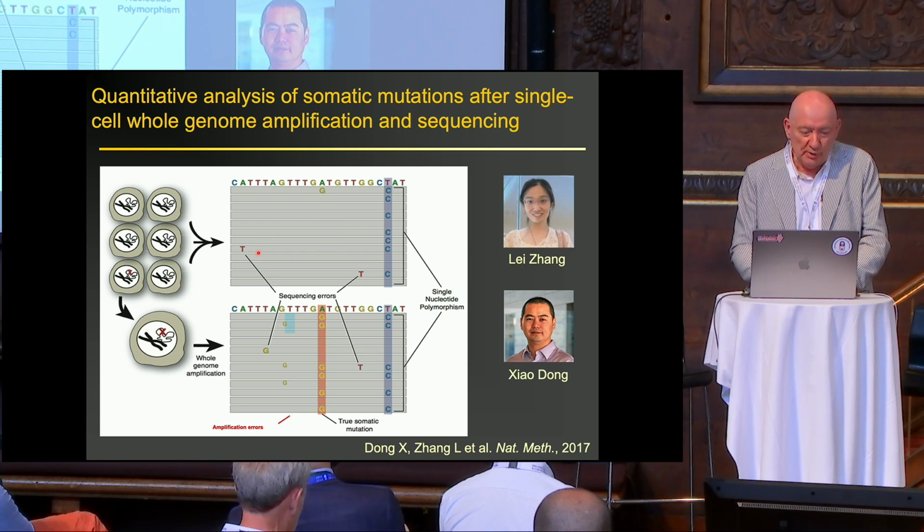Otherwise? But look at these. These are sequencing errors. Sequencing error rate is about 1%. So how would you know if this is a mutation? This is why you cannot see somatic mutations by just sequencing tissue.